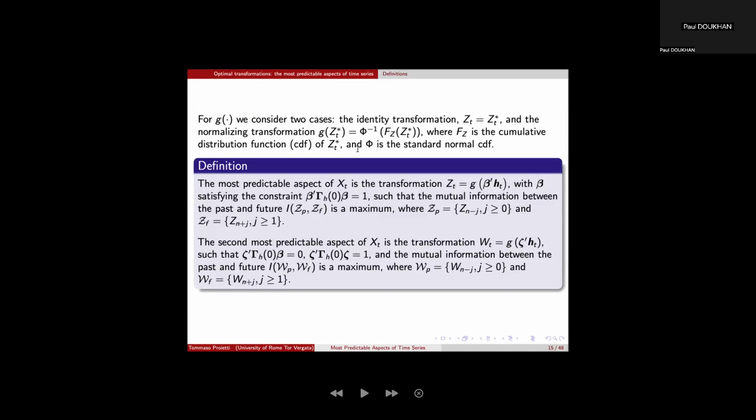Okay. So now I define the most predictable aspect of XT, which is this transformation G of beta transpose HT, which satisfies a constraint and maximizes the mutual information between the past and the future of Z. Is this transformation one-to-one? No, not necessarily. As we will see, it's not one-to-one. In typical examples, it's not one-to-one, but it could be or not.